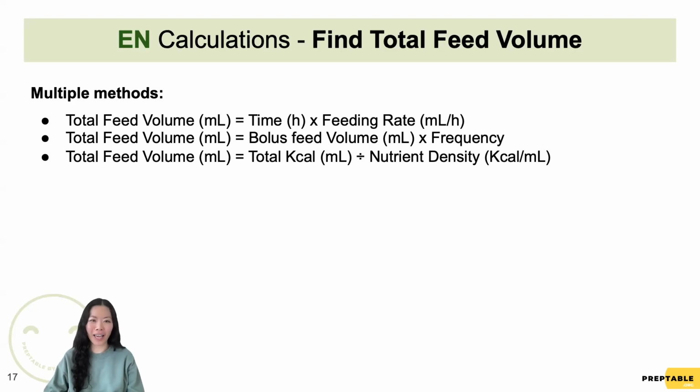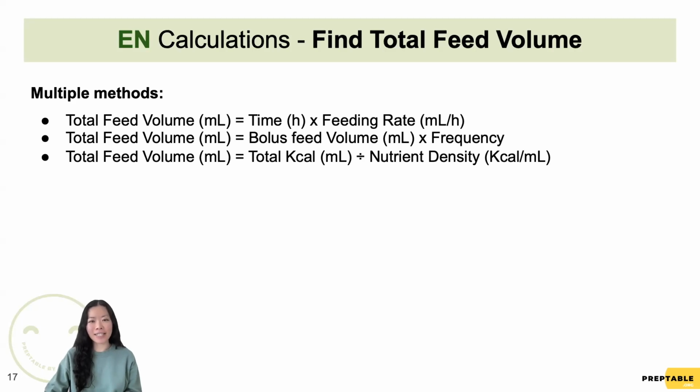There are multiple ways, and here are the 3 most common methods. If you know the EN rate and how long it is administered, simply multiply the two to get the total feed volume. For example, if your patient is getting cyclic feeding for 10 hours at night and the feeding rate is 40 milliliter per hour, then the total feed volume will be 40 times 10 equals 400 milliliter.